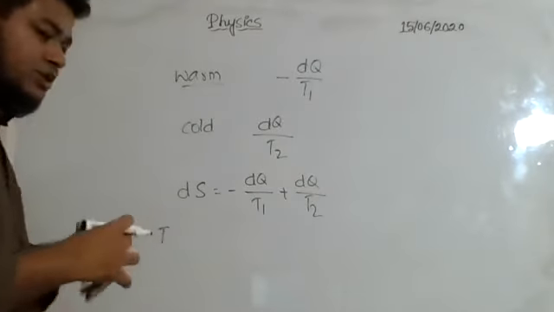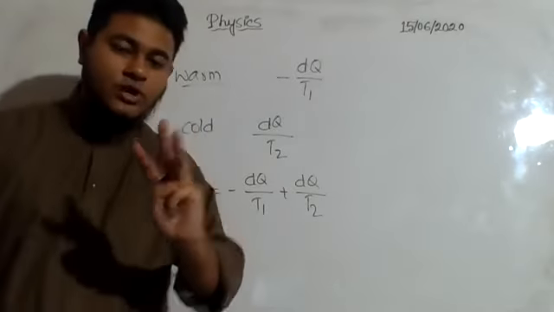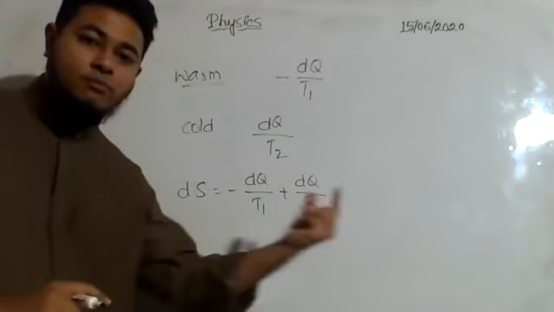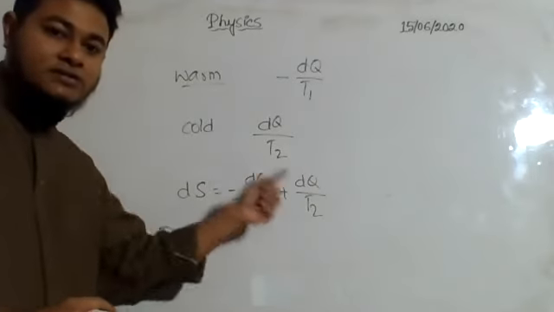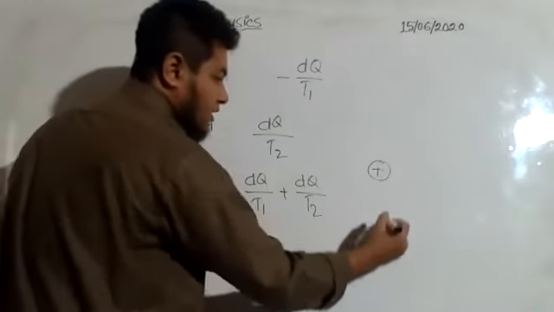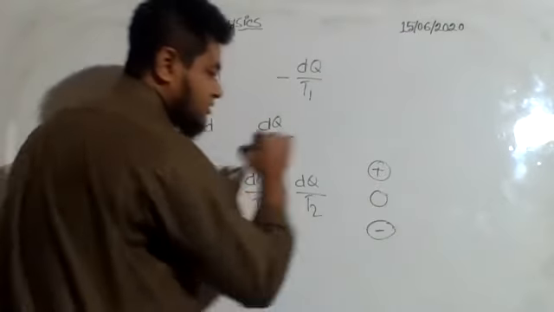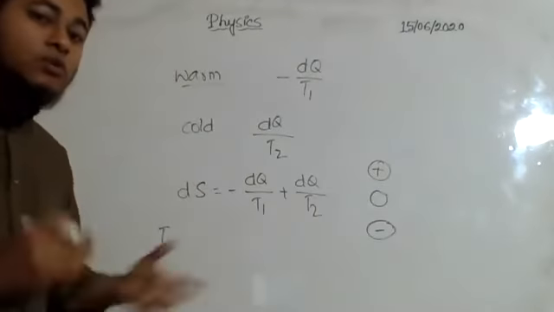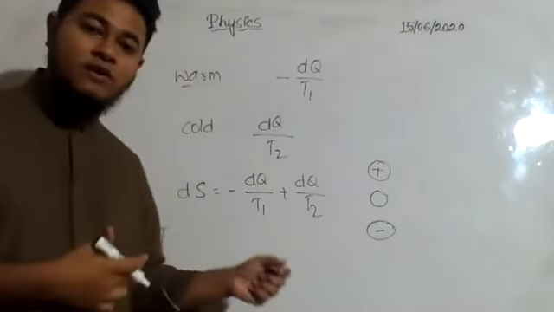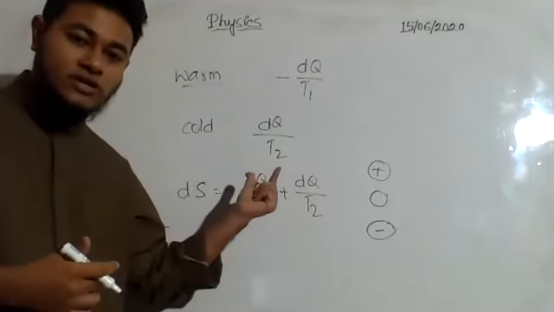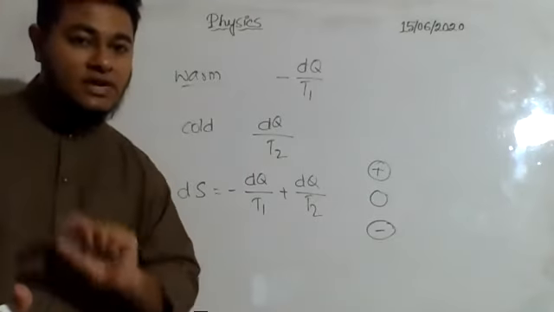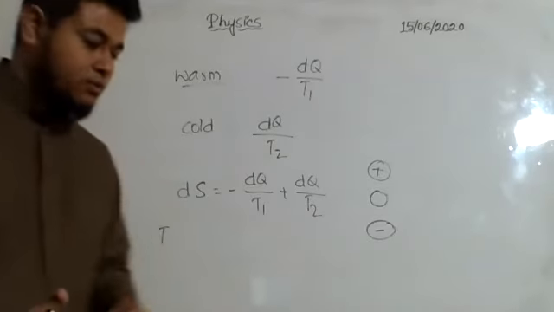Now from here there is a possibility of three cases. The first one, the change might be positive. That means after you add and subtract, all this calculation is done, the result might be positive, might be negative, or might be zero. Now what is the result we want to know? We will not be able to calculate the exact value because we do not know the values of T1, T2 and dq, but we can get an idea whether the result will be positive, negative, or zero.